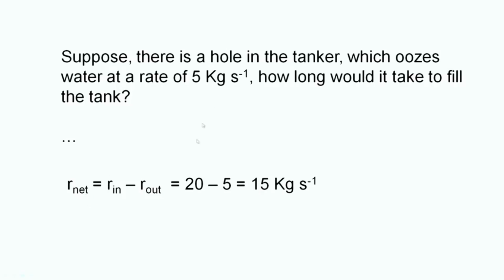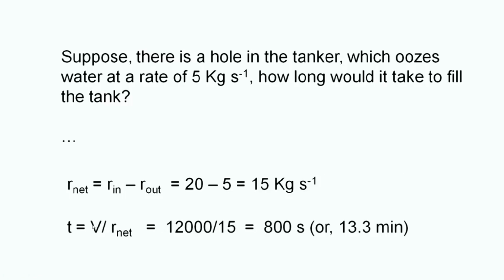The net rate in this case: there is 10 kilograms per second coming in. Sorry, I think it is 20 kilograms per second coming in, 5 kilograms per second going out. So, the net rate happens to be 15 kilogram per second, and once you know the net rate, you can find out the time as the volume divided by the net rate, or in this case the mass divided by the net rate. This has to be m. 12,000 kgs divided by 15 kilogram per second, or 800 seconds, or about 13.3 minutes is what we get.